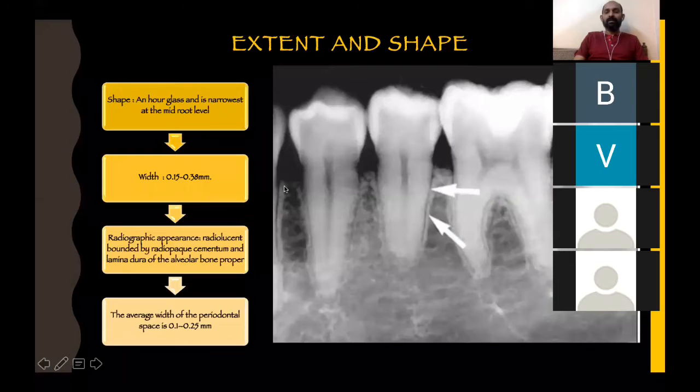Now the extent and shape of periodontal ligament. So now what you understand is from yesterday's class. How is this periodontal ligament appearing on a radiograph? On the radiograph, it appears as a radiolucent area, because this periodontal ligament is a soft tissue. So usually soft tissues, you cannot visualize it on a radiograph.